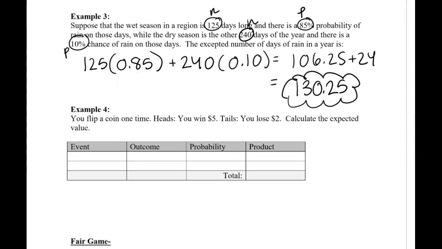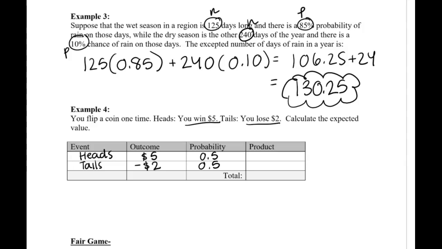Okay, you flip a coin one time. Heads, you win $5. Tails, you lose $2. Calculate the expected value, where all our events are heads or tails. Not that many things happen when you flip a coin. It's not really an exciting experiment, right? So your outcome when you get heads is positive $5. When you get tails, you lose $2. That's a negative $2. You have a 50% probability of each, right? So 1/2 or 0.5.